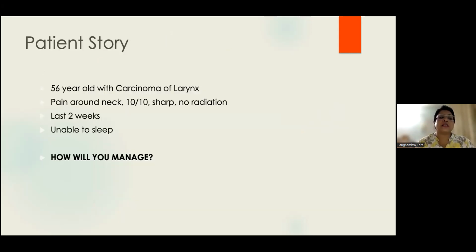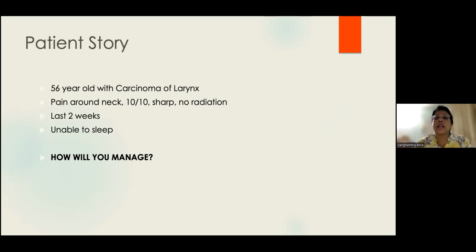He is a 56-year-old patient with CA larynx. There is pain around the neck, and when you evaluated, the pain was 10 on 10 in the NRS scale. It is sharp. The patient is not complaining of any kind of radiation from the neck, and it has been happening since the last 2 weeks. Patient is not able to sleep at all. So my question to you is, how will you manage this pain?